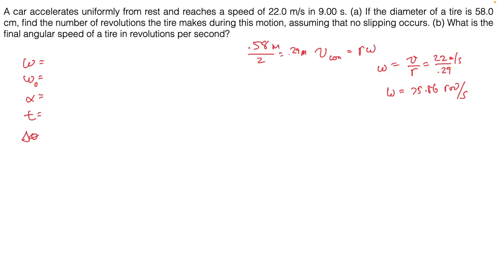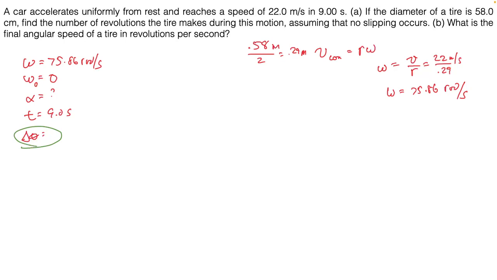So what can I know and what can I not know? Well, this is my list. I know it started at 0. It went to 75.86 radians per second. I don't know what alpha is, but I do know what time it took. If I'm going to find the number of revolutions, what in that list is number of revolutions? What are the units of alpha? Radians per second squared. Is that a revolution? No. What are the units of theta? Radians. And are radians and revolutions related to each other? Yes. So the problem is asking us to solve for this.